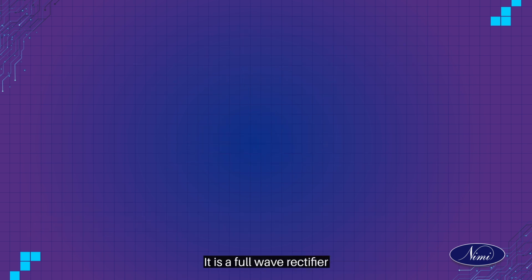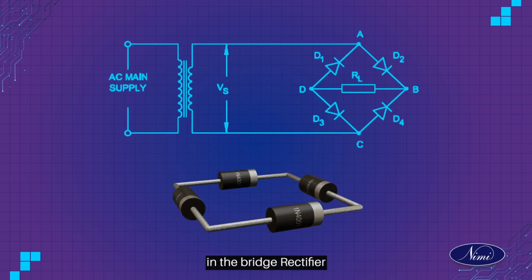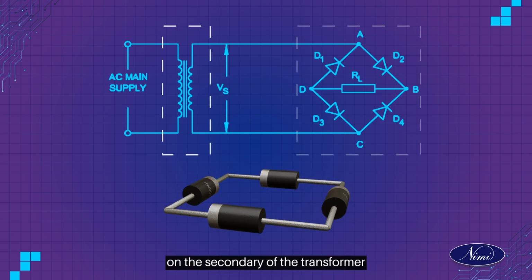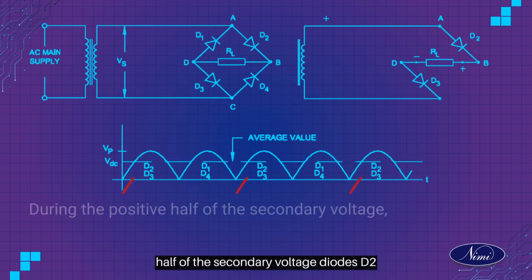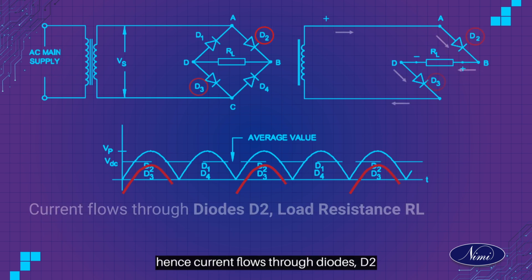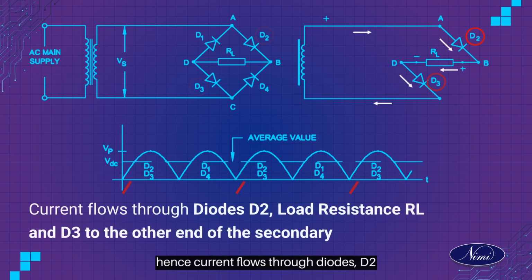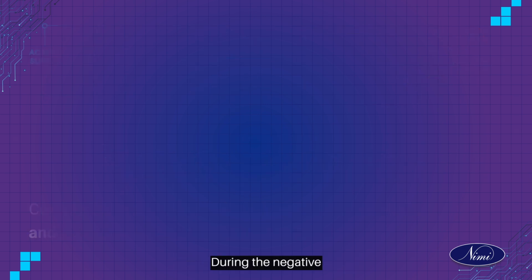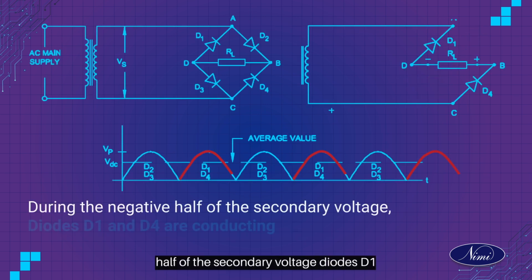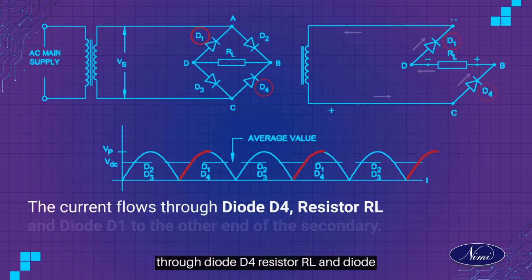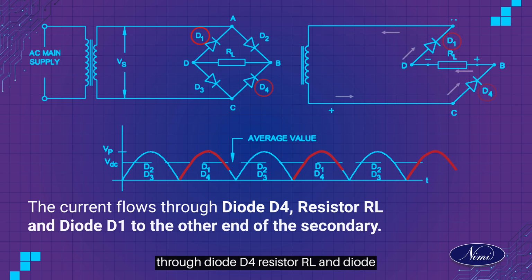Bridge rectifier. It is a full wave rectifier. In the bridge rectifier, 4 diodes are used. There is no center tap on the secondary of the transformer. During the positive half of the secondary voltage, diodes D2 and D3 are forward biased. Hence, current flows through diodes D2, load resistance RL and D3 to the other end of the secondary. During the negative half of the secondary voltage, diodes D1 and D4 are conducting. The current flows through diode D4, resistor RL and diode D1 to the other end of the secondary.